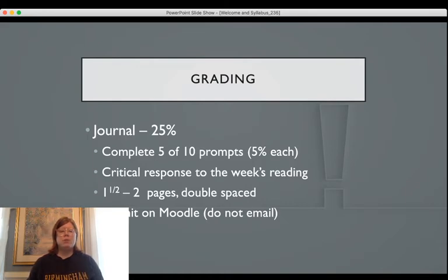Journal entries should be 1.5 to 2 pages double spaced, and you should submit them on Moodle. Please do not email your papers to me. This clutters my inbox and keeps me from grading in a timely fashion.